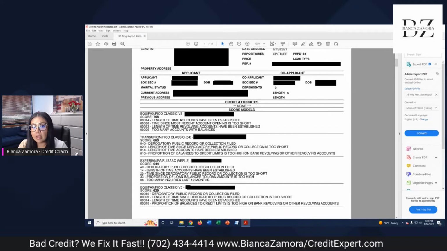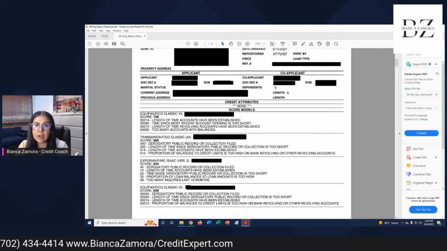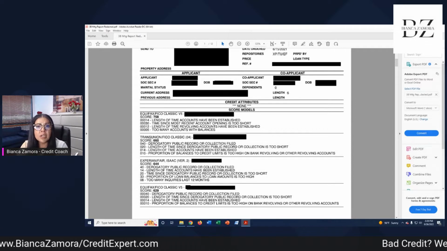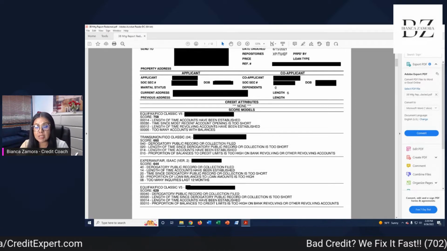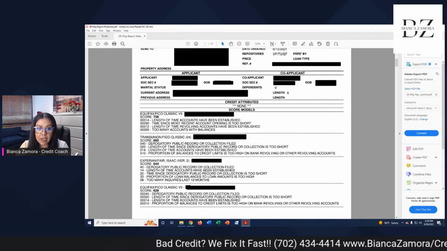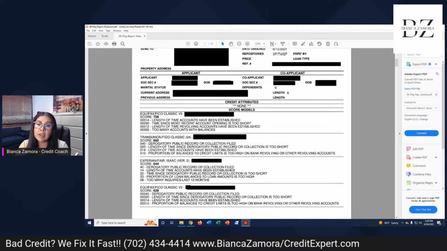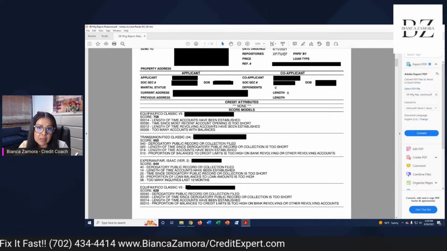Now, with a current FICO 8 model, it almost doesn't matter how many accounts you are carrying balances on as long as you're under that 10% mark. But as you can see here, on a more traditional scoring model, like a version 5 or 4 or something like that, it is going to matter how many of your credit cards you are carrying balances on.